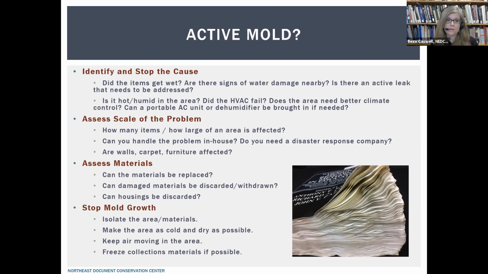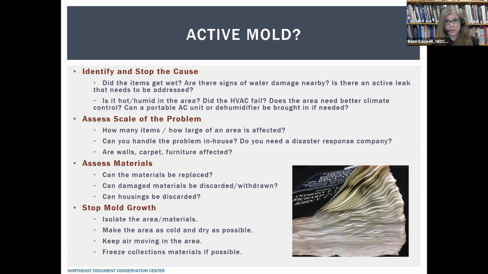Then I want to assess my materials. Are these moldy items part of a circulating collection that I know I can pretty easily replace, and is it better to just withdraw and discard them? Or are these things part of a reference collection or archive or special collection that I really do need to keep? Or maybe it's just something that's out of print or very, very expensive to replace. So do I really want to spend the effort on mold remediation? Because that can be quite time consuming and it can be costly. I just want to think about that before I dive in whole hog.